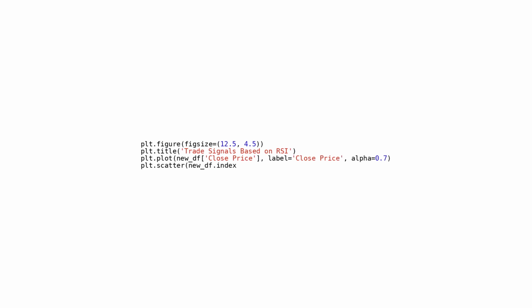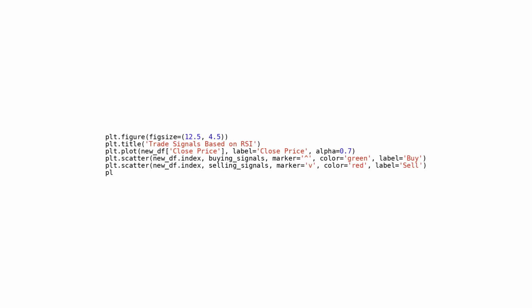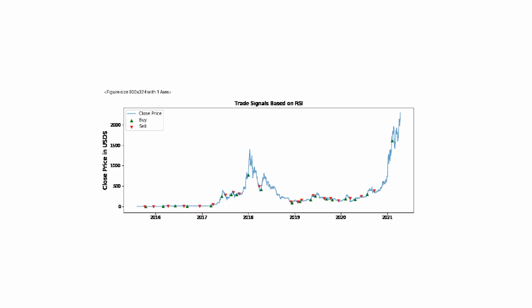This Python code creates a visual representation of financial trade signals using the Matplotlib library. It plots closing prices from a data frame called new_df with the label close price. It also identifies potential buying and selling opportunities based on momentum by scattering green triangles for buy signals and red triangles for sell signals on the chart. The code adjusts the transparency of the plot line and adds a title, labels, and a legend for clarity. The resulting chart is displayed using the show function.